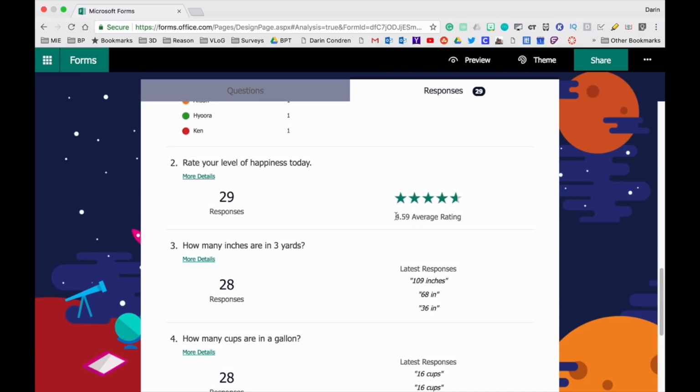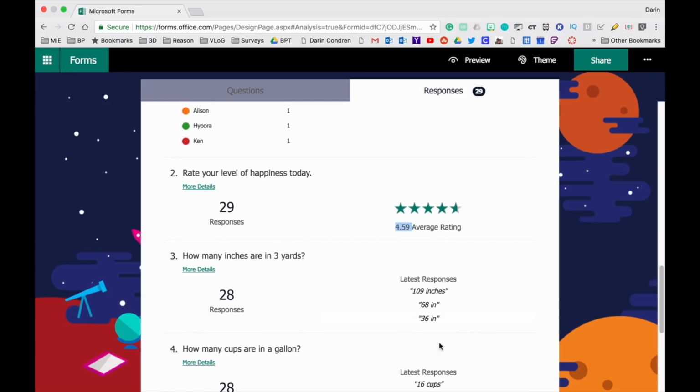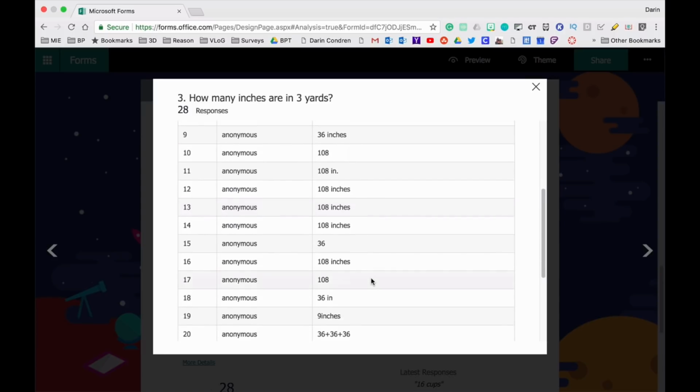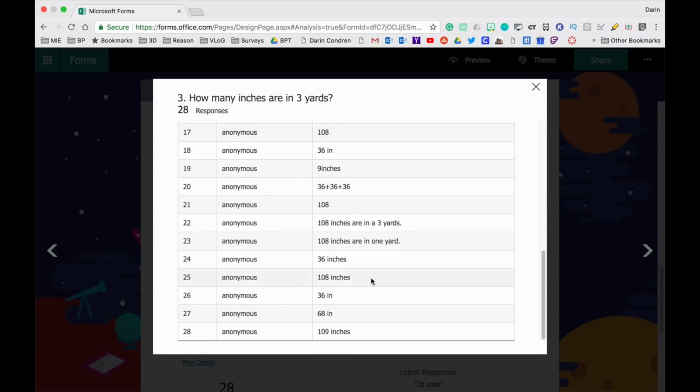Okay, 4 59/100ths for their level of happiness, so it's a little bit lower than that other day, and I'm wondering why. It's interesting. Okay, how many inches are in a yard? This was a fill-in question, so you can see I have all these different answers. 109 inches, 68 inches. Interesting. So I know that at this point, look, I don't know. 108 inches. We have some work to do on this, right? We have some work to do on this.